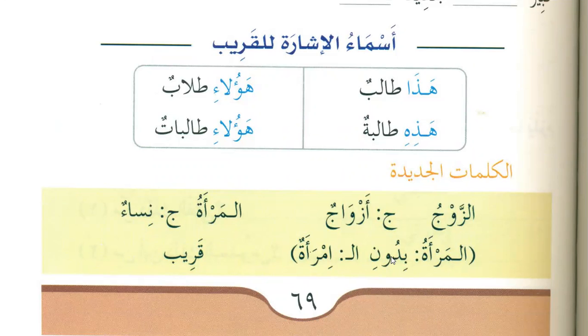Then, al-mar'atu, nisa'un. Al-mar'atu without alif lam. This word without alif lam is written as imra'atun, and when we have alif lam, we write al-mar'atu. So it has these two forms. Okay, al-mar'atu or imra'atun. Karibun, near.